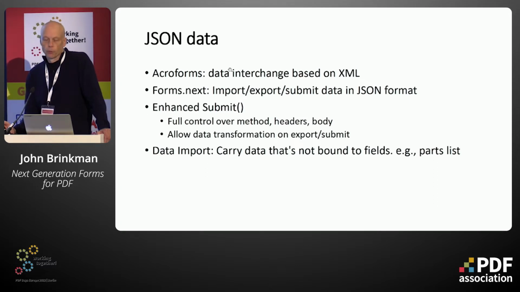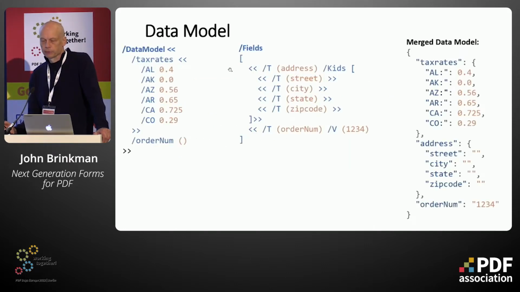And on data import, we're also going to extend this to carry data that's not necessarily bound to fields. And to that end, we're introducing something called a data model. If you think about this for a minute, if you have a JSON schema that you want to support, and maybe it's got a couple hundred field values in it, then in traditional AcroForms, you would have had to create 200 fields to carry that data forward, right? And even if your form is only actually editing about a dozen of them, then that seems like overkill.